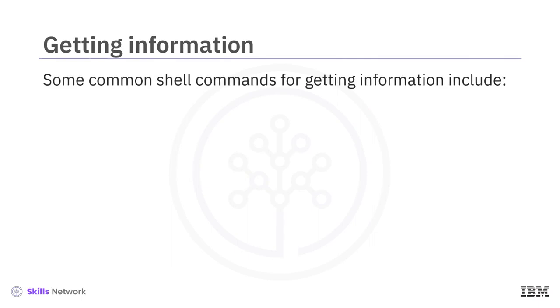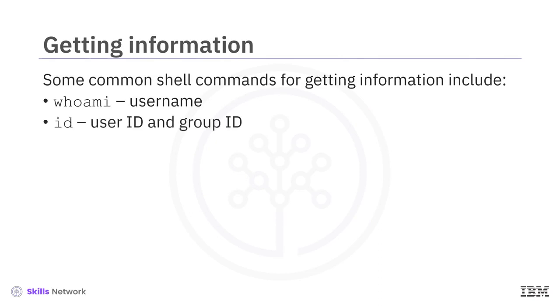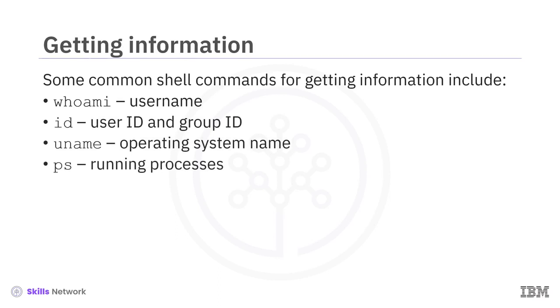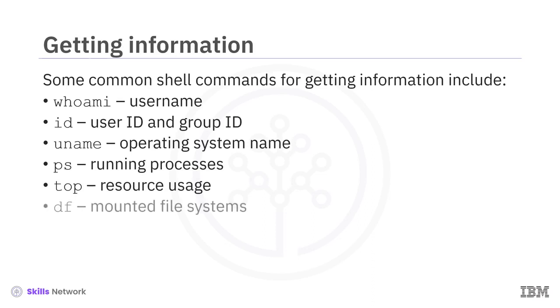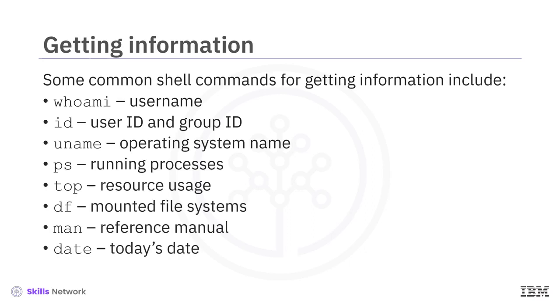Some common shell commands for getting information include whoami, which returns the user's username; id, which returns the current user and group IDs; uname, which returns the operating system name; ps, which displays running processes and their IDs; and top, which displays running processes and resource usage including memory, CPU, and I/O. df shows information about mounted file systems. man fetches the reference manual for any shell command. And date prints today's date.